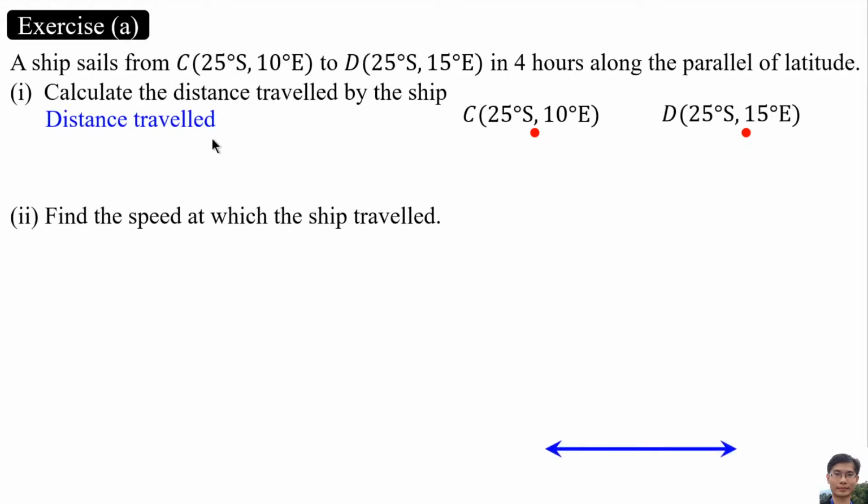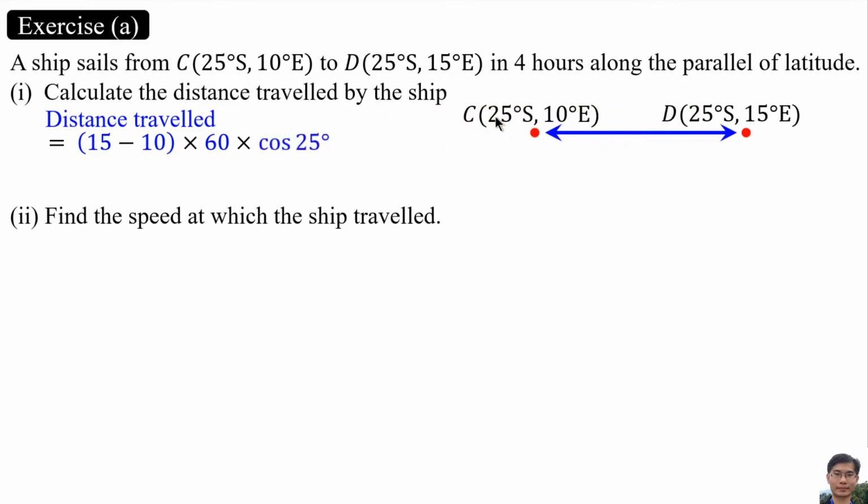So the distance traveled is, both have the same direction, so we use the big angle minus the small angle. After that, we change the angle to nautical miles by multiplying 60 and multiplying cos latitude. And so we get 271.89 nautical miles. Find the speed at which the ship travels.